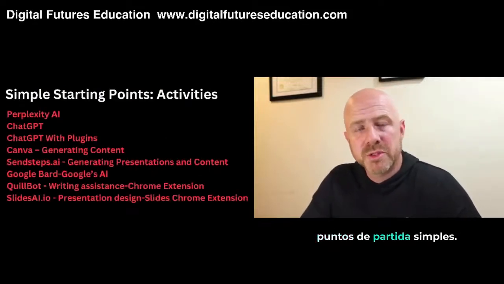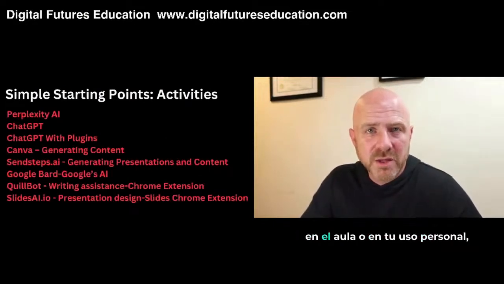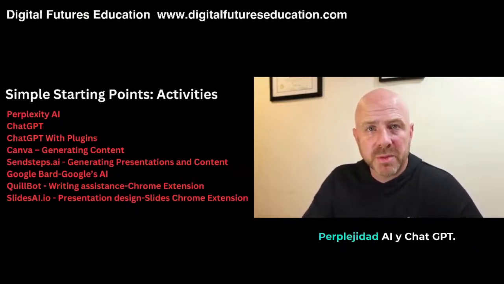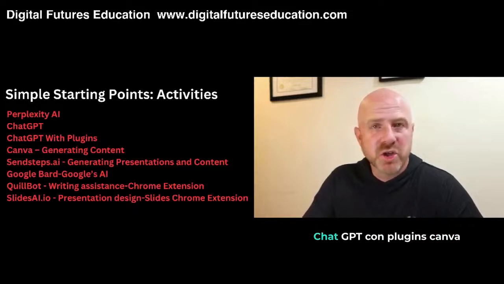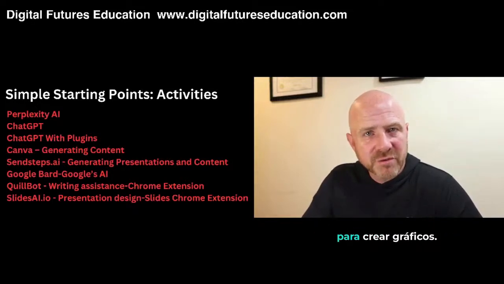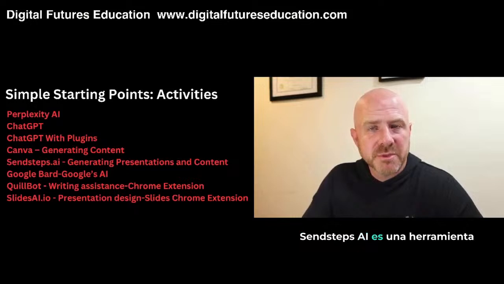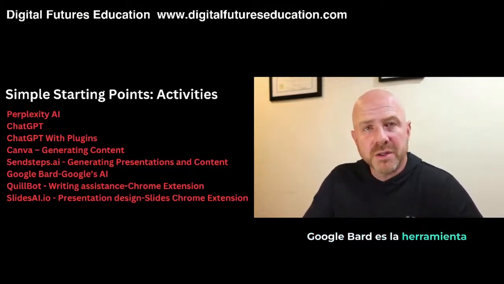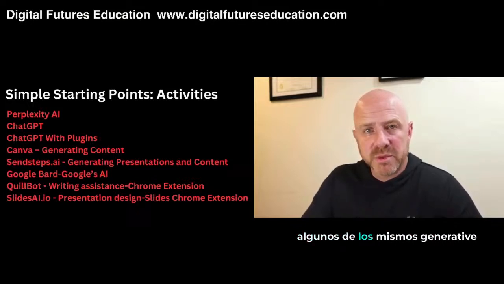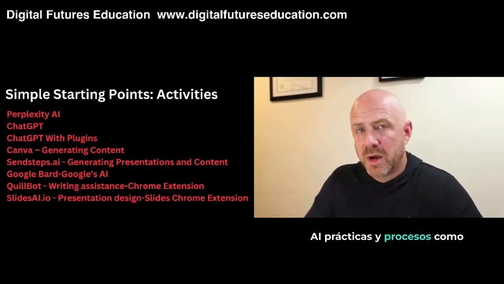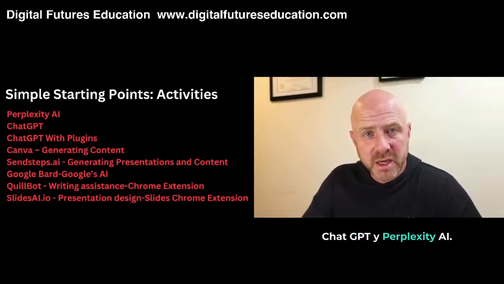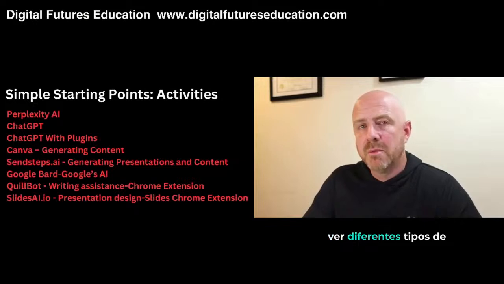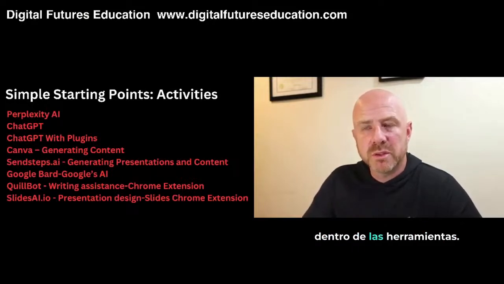I want to provide some simple starting points if you're looking to get started with AI in the classroom or in your own personal use. I've spoken a little bit about Perplexity AI and ChatGPT, ChatGPT with plugins, and Canva for creating graphics. SendSteps.ai is a tool for generating presentations and content. Google Bard is Google's AI tool, which works on some of the same generative AI practices and processes as ChatGPT and Perplexity AI. But all of these tools are under continual development, so you will start to see different types of features built into the tools.